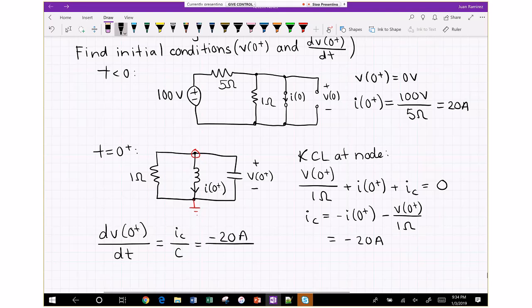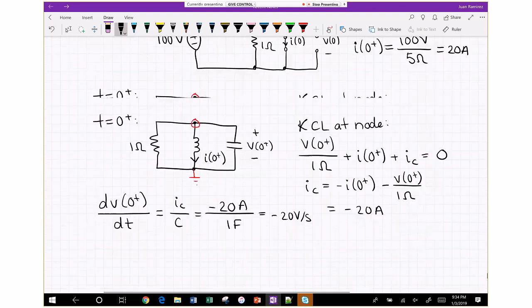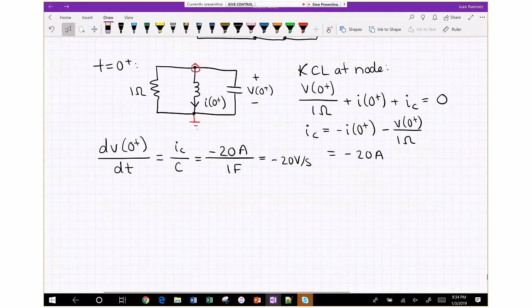So we plug that into the equation down here. So our rate of change of the capacitor voltage is negative 20. And that's all we need for initial conditions. Now let's go ahead and find this capacitor voltage.